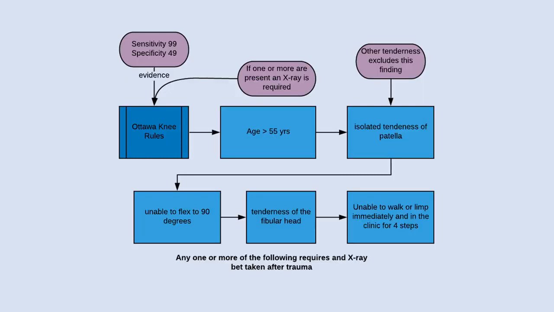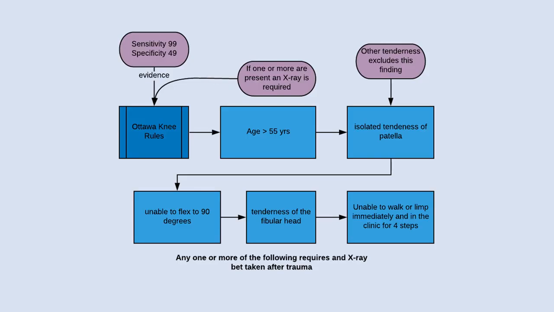The Ottawa knee rules has almost 100% sensitivity, but only about 50% specificity. So it's not great for making an accurate diagnosis or even including fractures, but it is excellent at excluding them. That is, if all the rules are obeyed, the chances of a fracture being present are extremely small and no X-ray is required. But if even one of the rules is breached, then an X-ray is necessary.